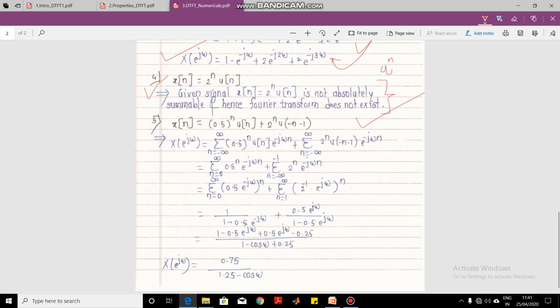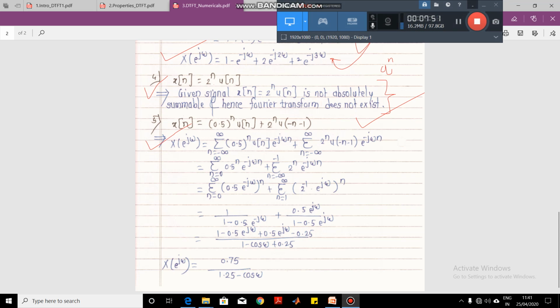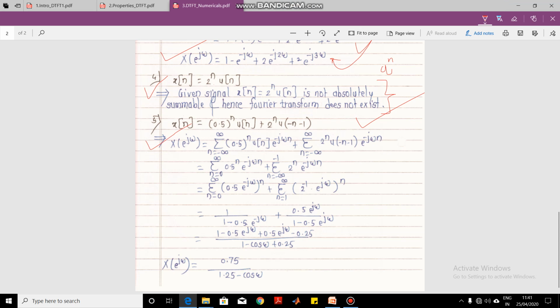Next, we can find the Fourier transform of this signal, which is a combination of two exponential signals. Now look carefully here. Even though it is 2 raised to n, which is again the same as this, the difference is that it is multiplied by u of minus n minus 1. If you see this signal u of minus n minus 1, actually this signal is a non-causal signal. If you plot this signal u of minus n minus 1, you will get a decaying exponential signal. It is discrete time like this.